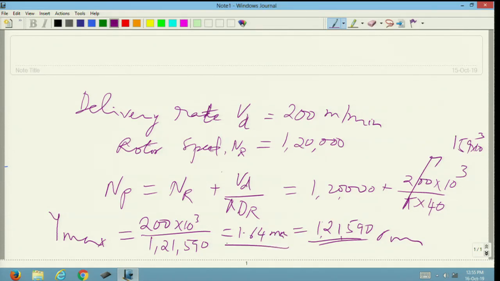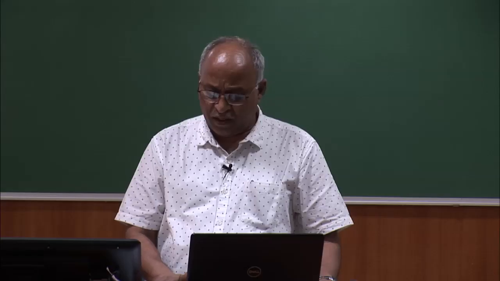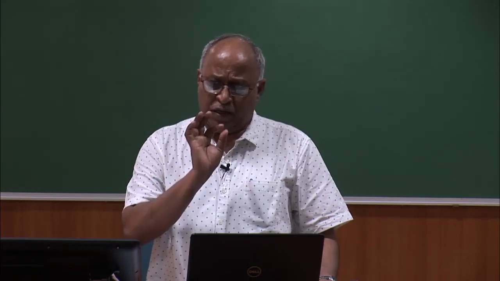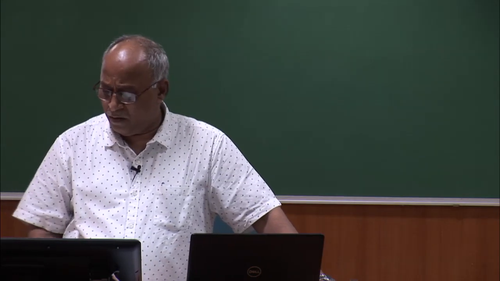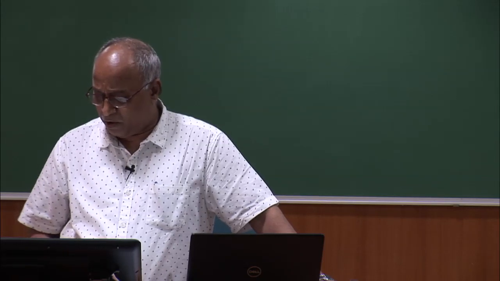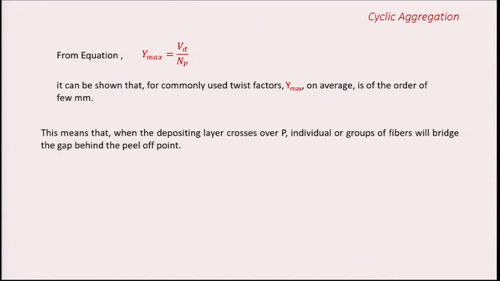Okay. So, a few millimeters, that is what is given there. So, it is very, very small, even Y max is very small. So, what will be the effect of that on the yarn structure? The fiber is getting delivered continuously from the delivery tube or delivery channel or fiber transport channel, right. So, in the process the material is delivered onto the peel off point, right.